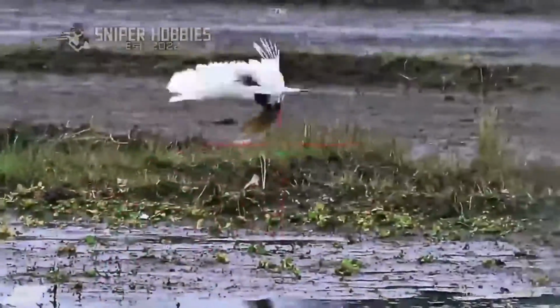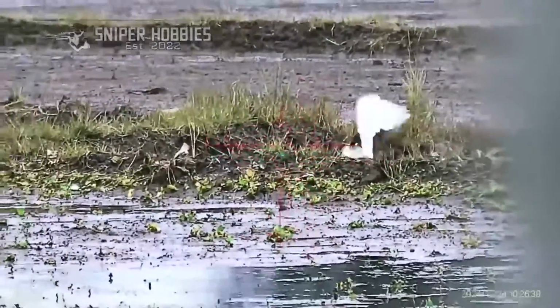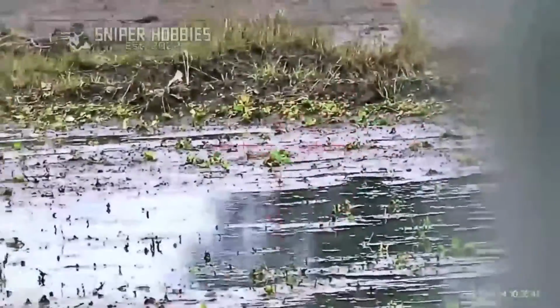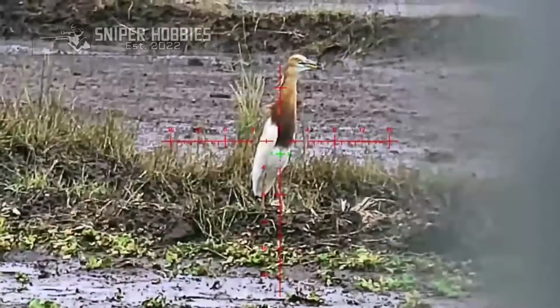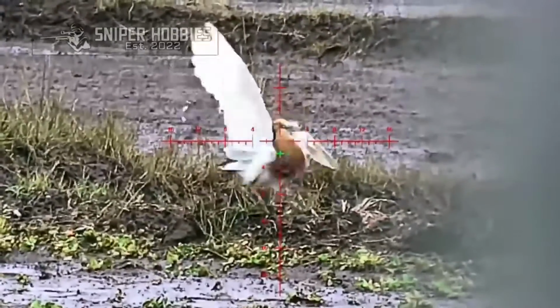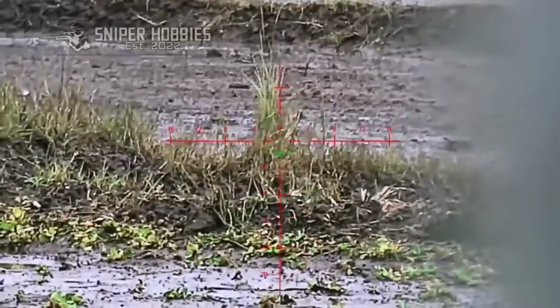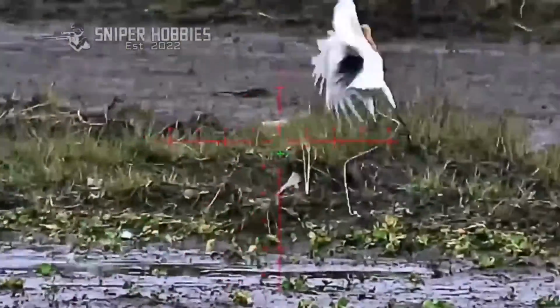Effectiveness of air rifles in controlling egret crane populations. Field studies show that air rifles can reduce egret crane populations by 60 to 70% in a 10-hectare aquaculture area. Data indicates that a farmer actively using an air rifle, 3 to 4 shots per week, can reduce egret crane presence by 15 to 20 birds per month.